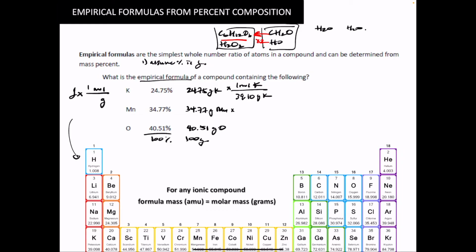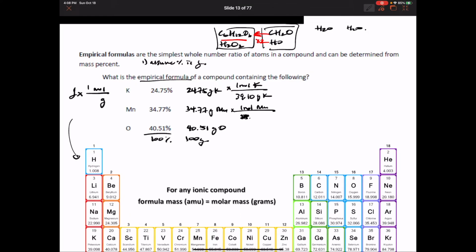Manganese is going to be 1 mole of Mn. So the mass is, hard to see, 50... what is that, 54.94? Okay, 55. Well, wrong, bad work by me. 54.9. And 1 mole of O is 16.00 grams.